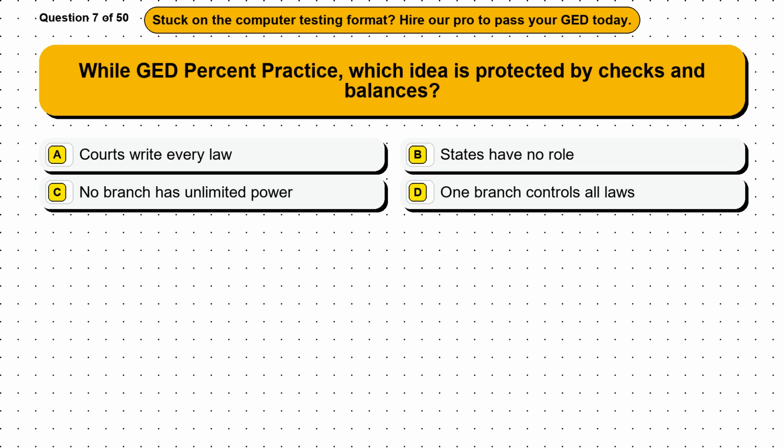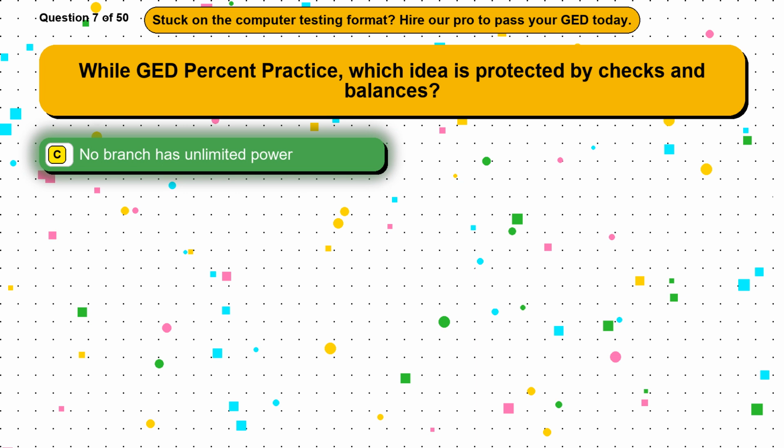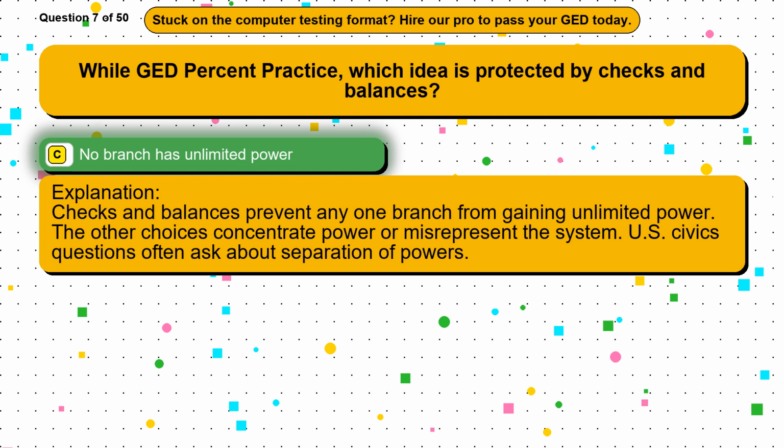Question 7. While GED Percent Practice, which idea is protected by checks and balances? Option A courts write every law. Option B states have no role. Option C. No branch has unlimited power. Option D. One branch controls all laws. The correct answer is option C. No branch has unlimited power. Checks and balances prevent any one branch from gaining unlimited power. The other choices concentrate power or misrepresent the system. U.S. civics questions often ask about separation of powers.